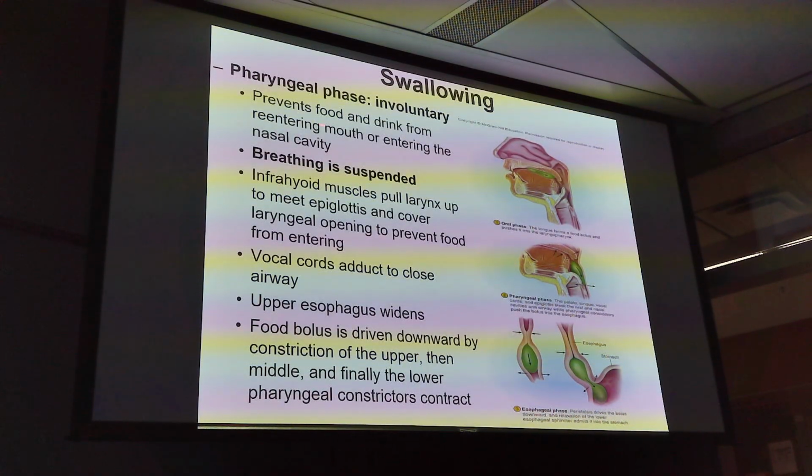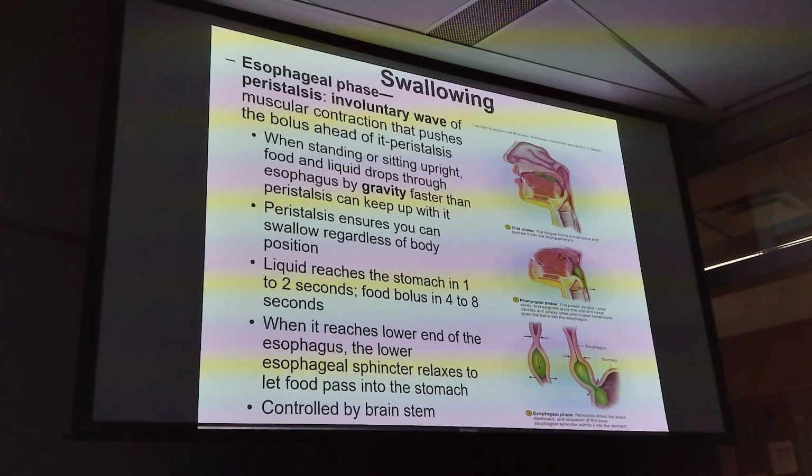So you've got food that's going down. Breathing is suspended during this point. As this is going down, you're not breathing. Why do you think that is? Yeah, you don't want it to go into the trachea. So that's shut off, hopefully. If it's not, then you're going to know it fairly quickly. Those vocal cords are going to close that airway. We don't want the food and the water to go down that way. And the esophagus is going to open up, and that food bolus is gonna be thrown down into the esophagus with those pharyngeal constrictors.